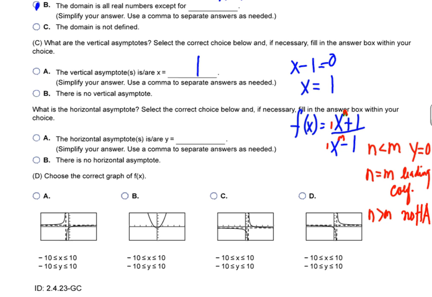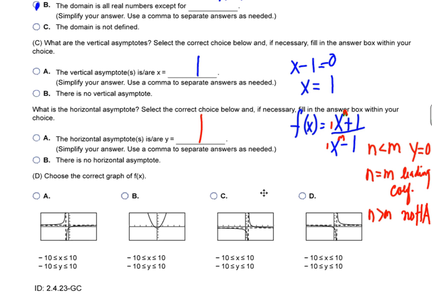Okay, so let's look at what we have here. What is the exponent here? It's a 1. So n is equal to m. So we look at the leading coefficients, 1 divided by 1. So the horizontal asymptote would be 1.